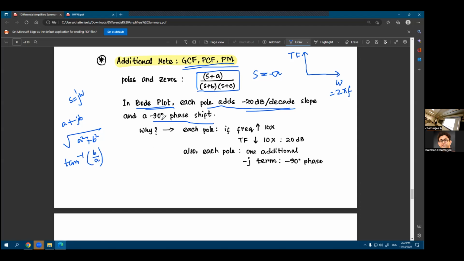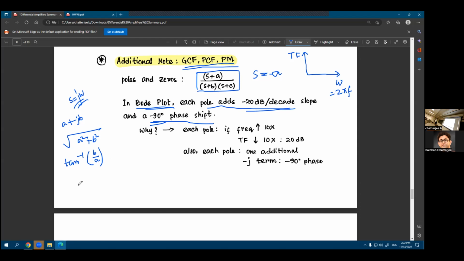right? So since s equal to j omega, you can represent all those poles or zeros just by replacing s equal to j omega. You can represent them as complex numbers. You can find out what's the phase or what's the amplitude corresponding to them, right? So whenever you think about a pole, it adds a minus 90 degree phase shift.